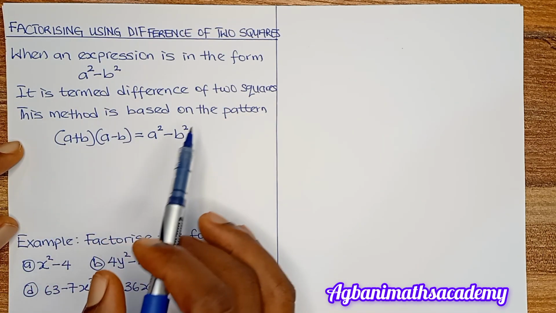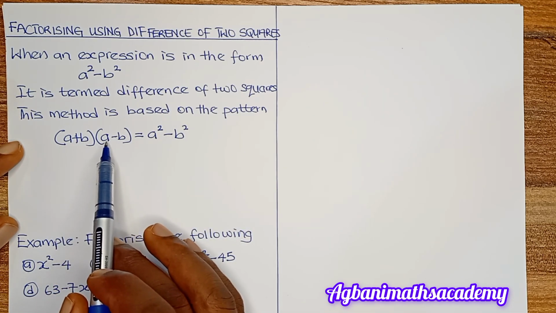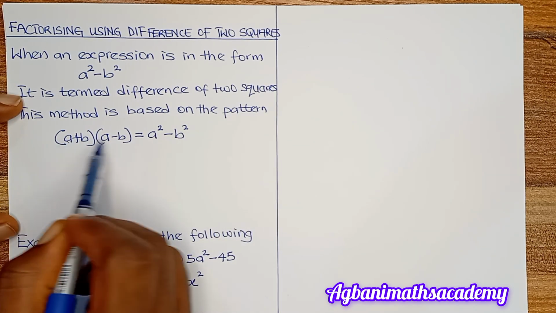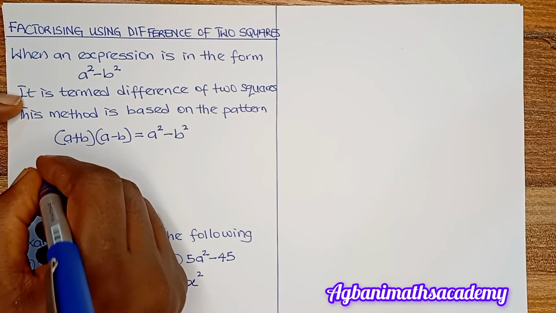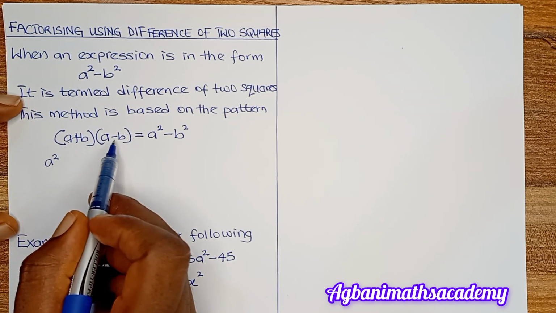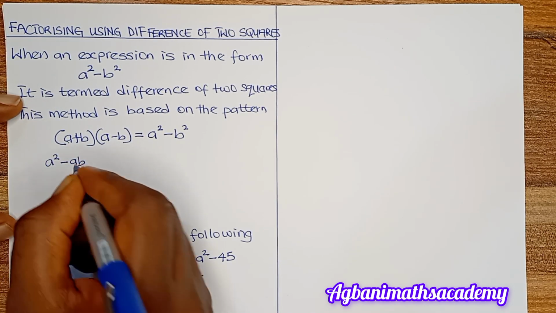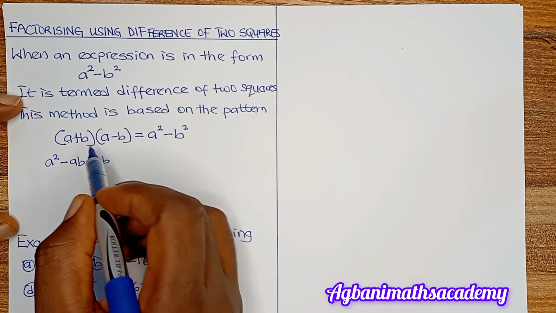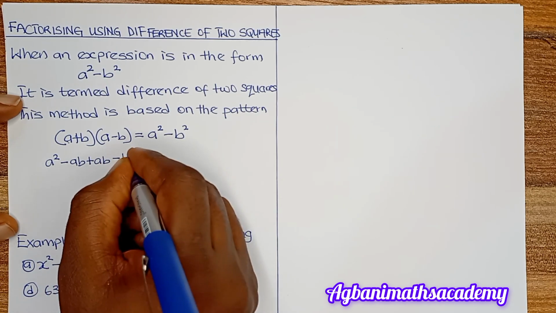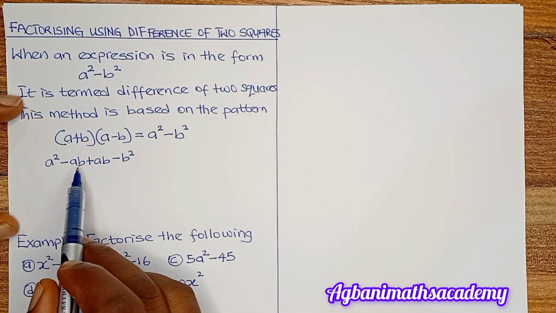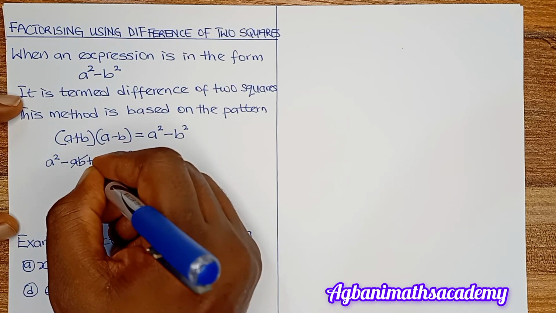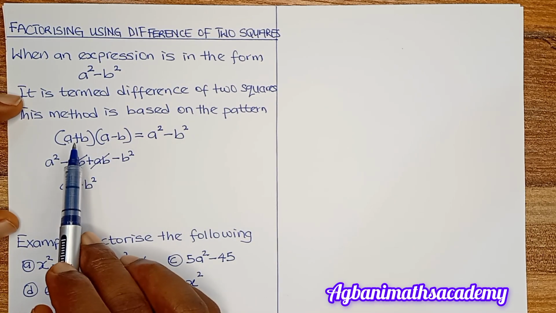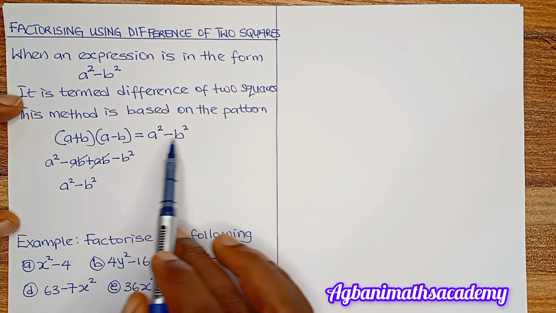The method is based on the form (a plus b) into (a minus b) is going to give you a square minus b square. Let's confirm that by expanding. A multiplied by a is going to give us a square. A multiplied by minus b is going to give us minus ab. B multiplied by a is going to give us plus ab. And b multiplied by minus b is going to give us minus b squared. Looking at the values in the middle, minus ab plus ab, those two will cancel each other out. So we're going to be left with a squared minus b squared. So we can see that this expression is the same as this expression.